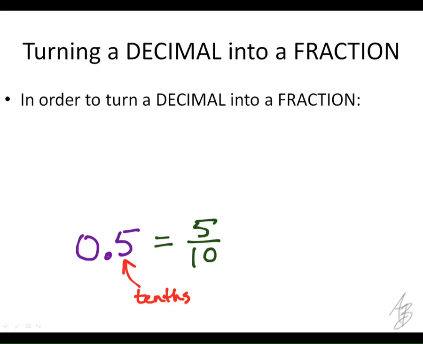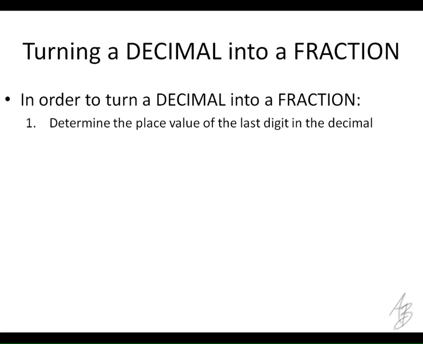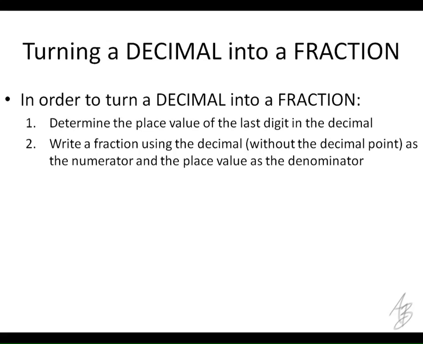All right, so the three steps here that we're going to take are determining the place value of the last digit. Then we're going to write a fraction using the decimal without the decimal point. That's going to be in the numerator, and then the place value goes in the denominator, and then we're going to reduce. Go ahead and write that down, and then we'll do a couple examples. So the last step is always going to be reduce when we're converting to a fraction.